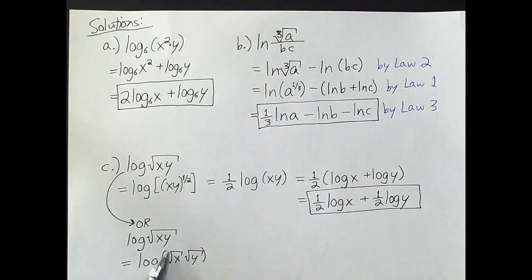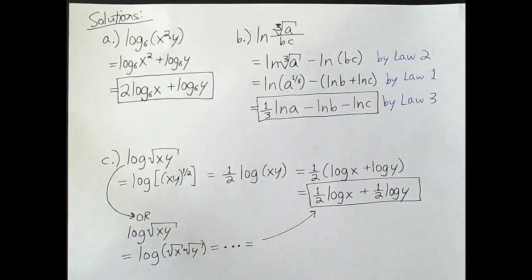Because that's technically equal, splitting up the square root into the 2 pieces. And then you might apply law 1, the product rule, because now it's a product of this times this. So if you do this, you'll do a few steps and wind up at the same answer. I don't think it would be any more work or less work. I think it's just the same amount of work.